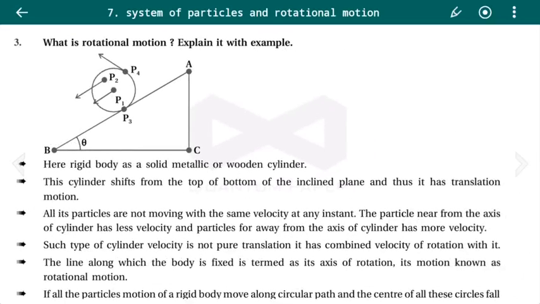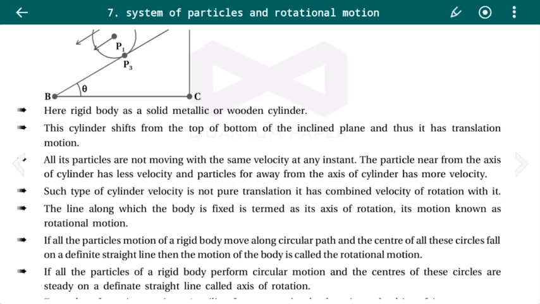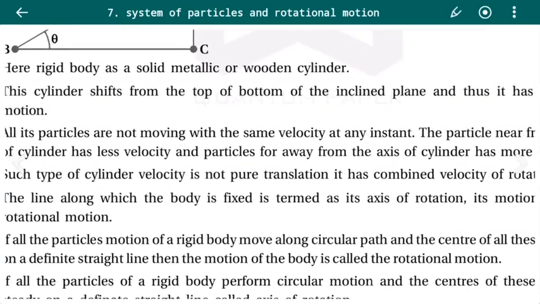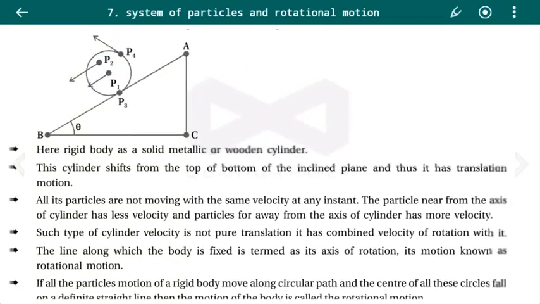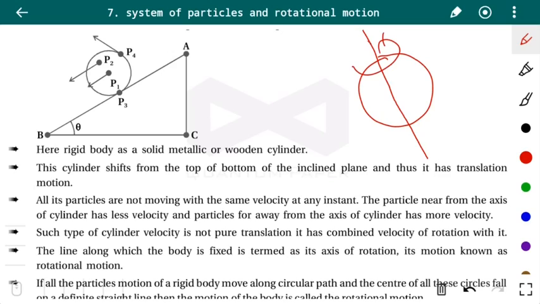That means the motion of the object in which the particles have different velocity at any instant is called the rotational motion. The line along which the body is fixed is termed as its axis of rotation. Suppose we are having a sphere, let us consider the planet. It is rotating like this along a fixed axis. So the rotational axis is fixed, and its motion is known as the rotational motion.